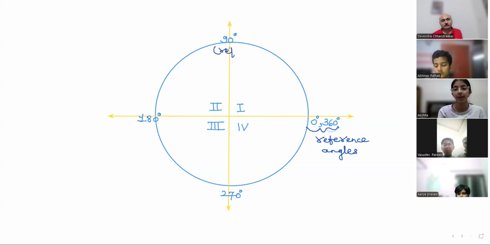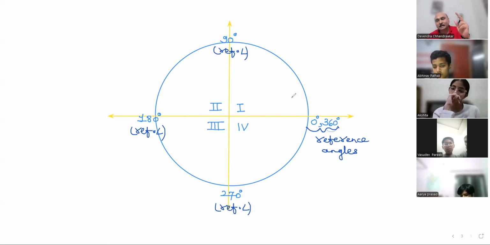So this is also a reference angle. This is also a reference angle. This is also a reference angle. Right? Why are they called reference angles? Because the quadrants start and end at these angles. So Akshita, can you help me with the first quadrant? First quadrant starts from which angle, beta? Sir, 0 degrees and ends at 90. Very good. So for the first quadrant, these are the reference angles, 0 and 90.